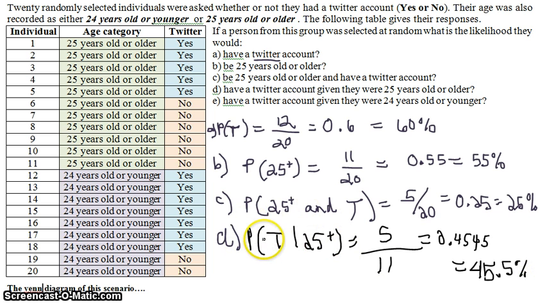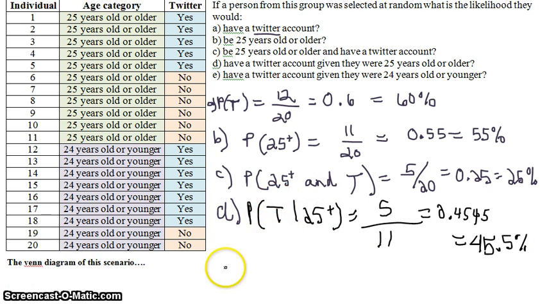All right, so we can do that same type of thing for E. If we want to find the probability of having a Twitter account given they're 24 years old or younger, so I'm going to write this as 24 minus, is then equal to, well, however many 24 years old or younger individuals were sampled, and we could count these up to be 1, 2, 3, 4, 5, 6, 7, 8, 9.